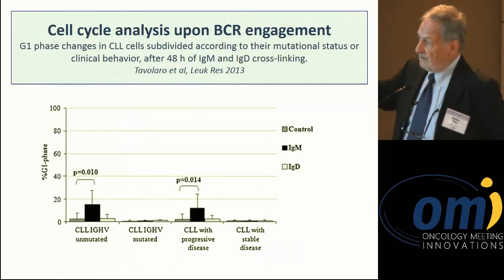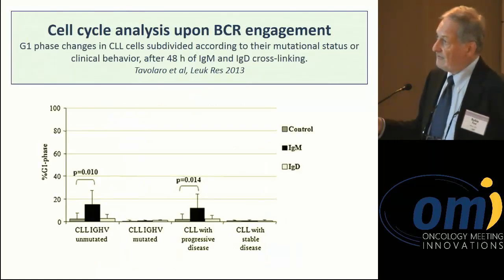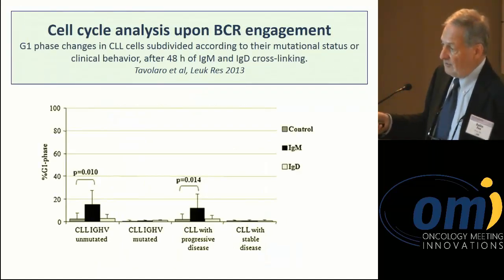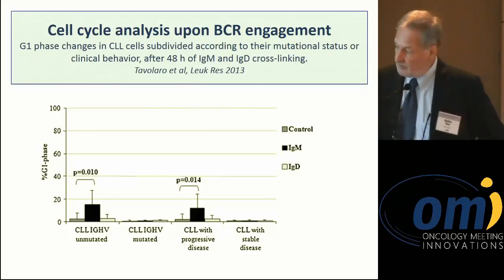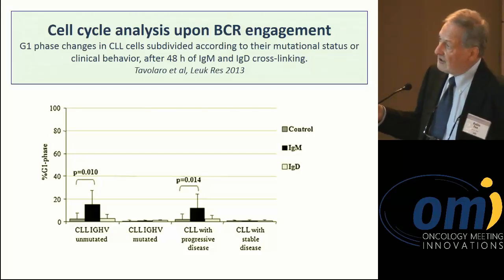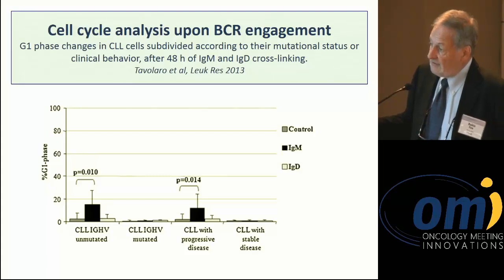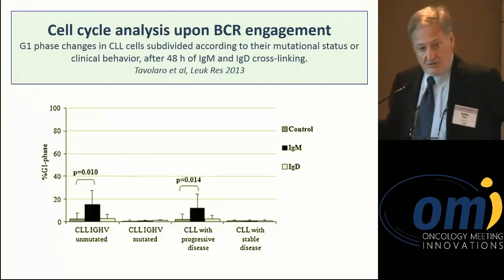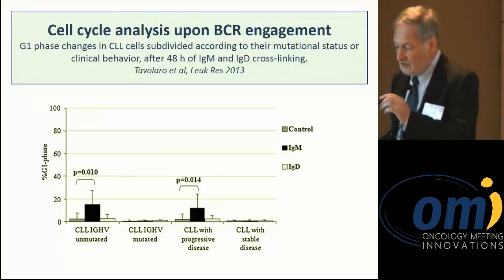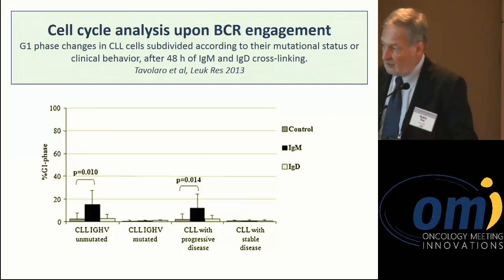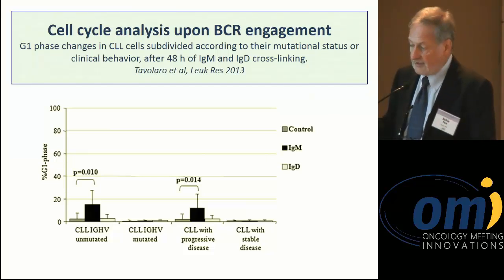I think I have another slide here. This puts together, in fact, not only the mutated and unmutated, but also patients clinically with progressive disease versus stable disease. And again, if you trigger them with IgM or with IgD, indeed, in the unmutated you see there's a clear difference, not in the mutated. And even if you look clinically, progressive disease, stable disease. So there's a tie between the biology of the disease, response to antigens, and disease aggressiveness.